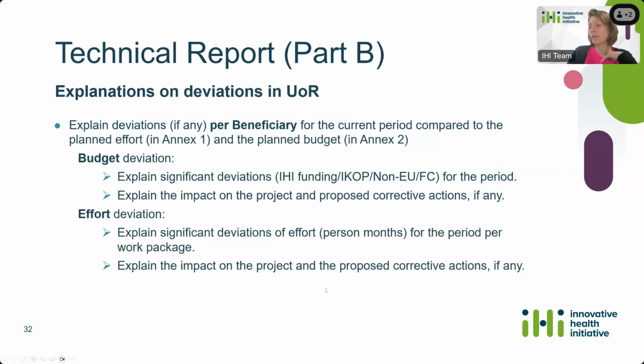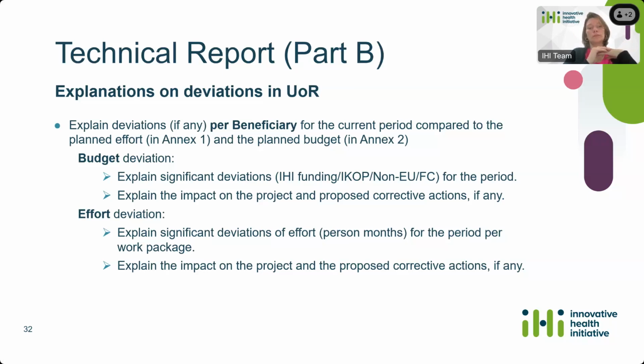Yes, so another section of the part B is the explanation on deviations in use of resources. So by beneficiary, you're expected to provide explanations on deviations regarding the budget use and the effort in the period. So we ask you to explain any significant deviations compared to the initial work plan, both in terms of budget and effort. And let me give you an example. If it is year one of the project, but it's clear from the description of action that your main work will be in year 5, you do not need to justify the low resources used in year 1. This is not considered as such a deviation.